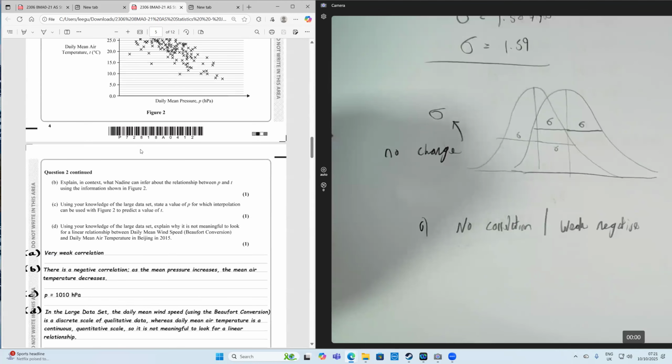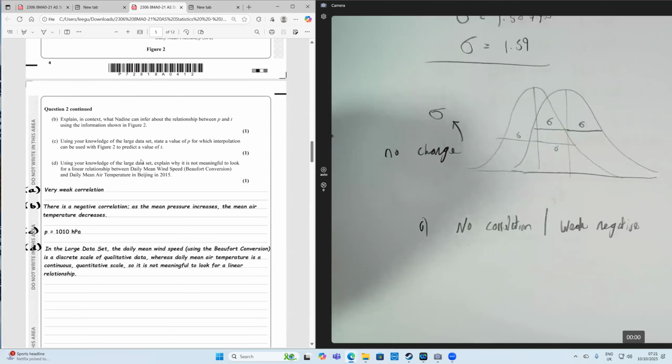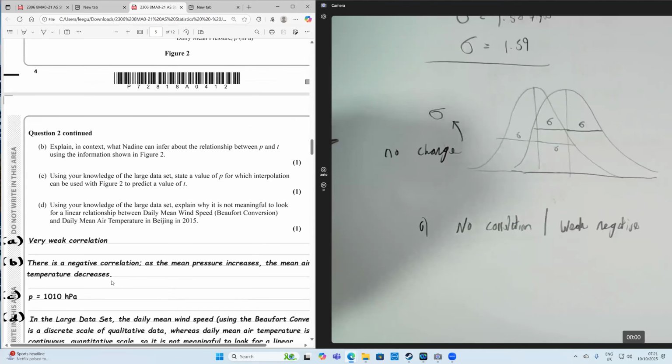So the next bit, what have we got here? It says, using your knowledge of the large data set, explain why it is not meaningful. Oh no, actually I've forgotten part C. Using your knowledge of the large data set, state a value of P for which interpolation can be used with figure 2 to predict a value of T.